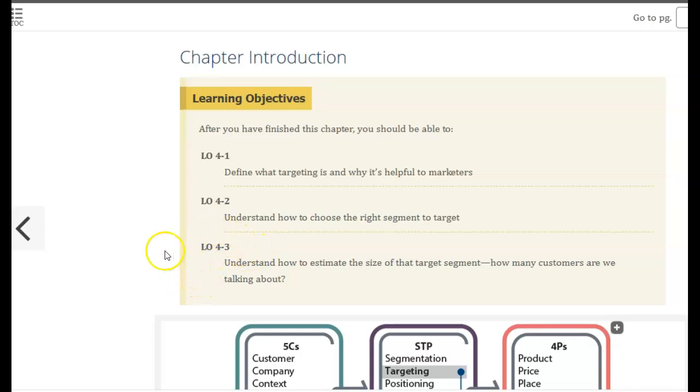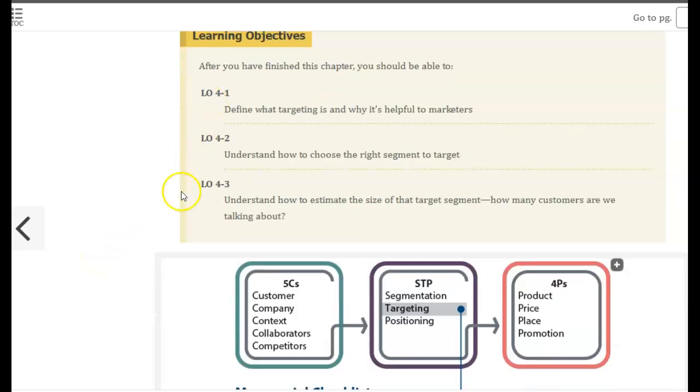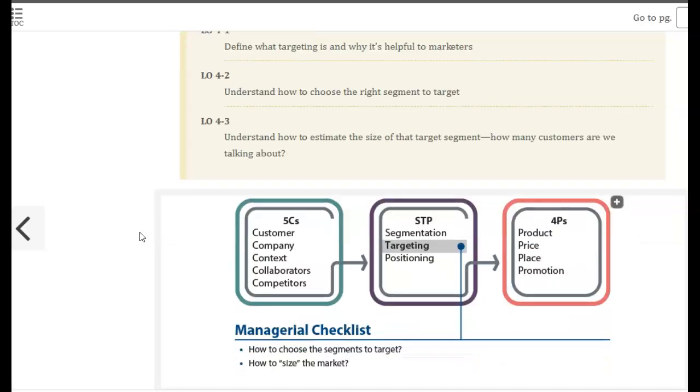You want to understand how to choose the right segment to target and gain some understanding of how to estimate the size of a target market segment. This is going to be a very cursory view of it. It can be pretty sophisticated. There's a lot of work that can go into it, but all these steps are really important to actually help you complete this part of a marketing plan. Next week we'll talk more about positioning.